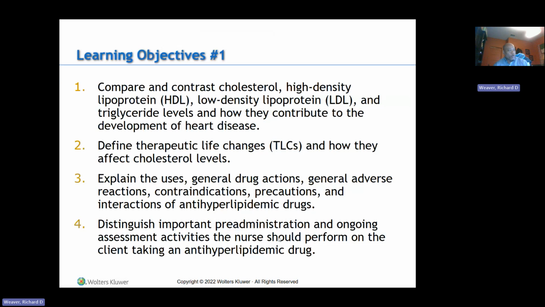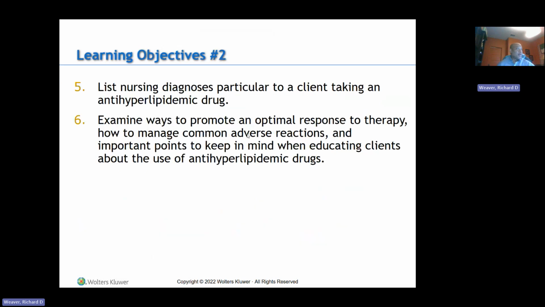And of course, you guys will be working on the pre-administration areas of this discussion, and their nursing diagnoses. Take a look at that, as well as examining ways to promote optimal response to the medication, and especially how we manage the adverse reactions, as well as educating these patients.